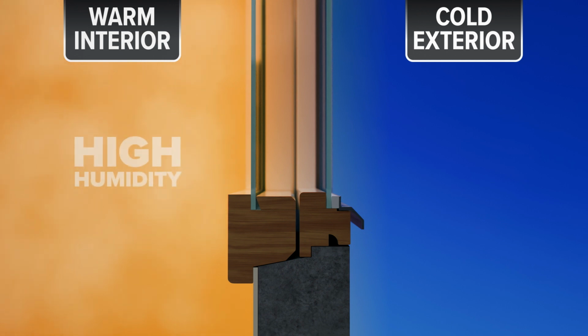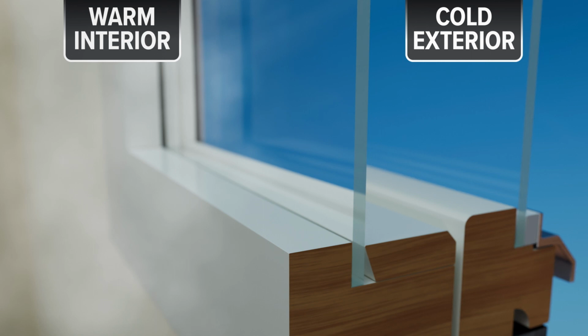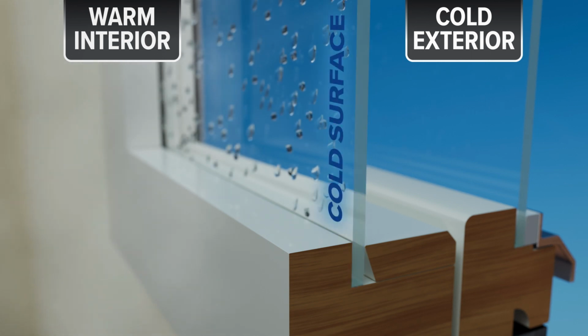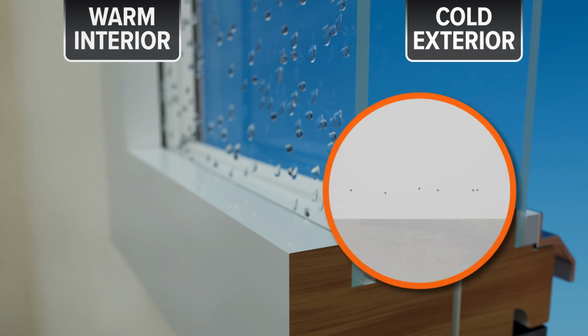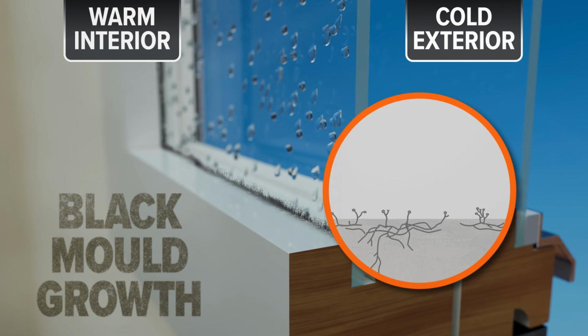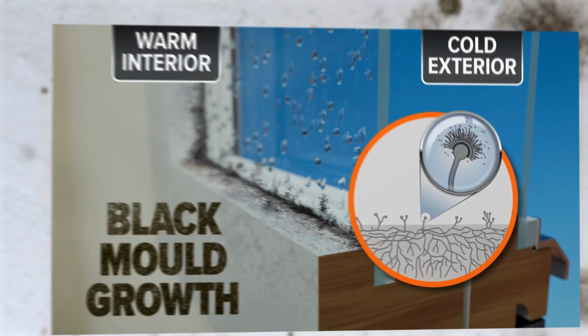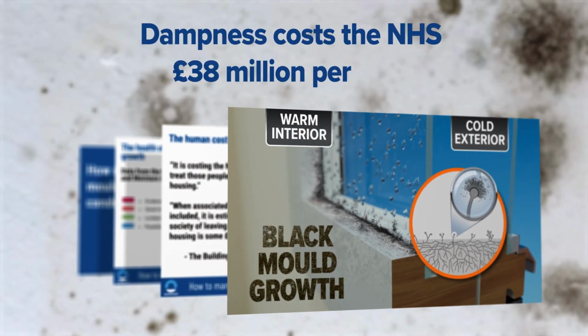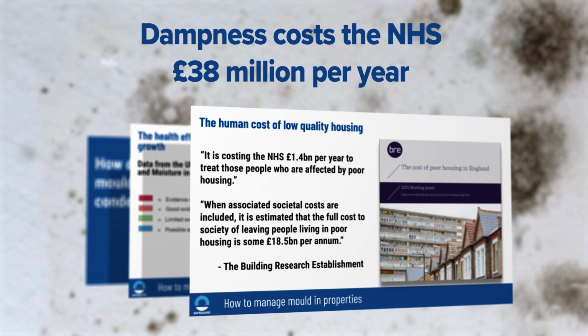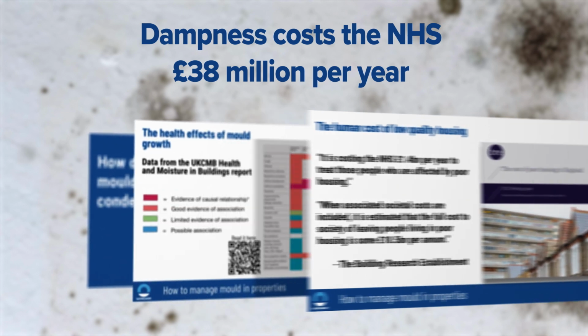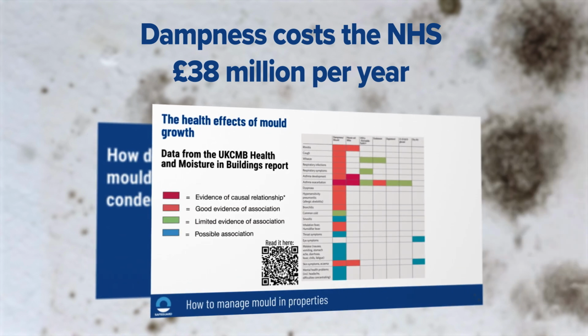Warm air can hold more moisture vapour than cold air. When it comes into contact with cold surfaces, the air temperature drops and moisture vapour forms as condensation. The dampness creates the ideal conditions for black mould growth, the spores of which are always present in the air, waiting for the right conditions to start growing. Dampness and mould are strongly linked to a variety of health issues, including respiratory conditions, and should be dealt with as a matter of urgency.